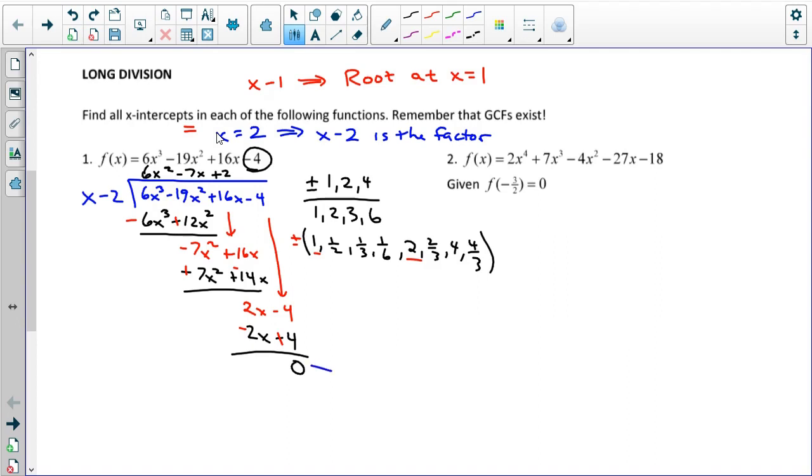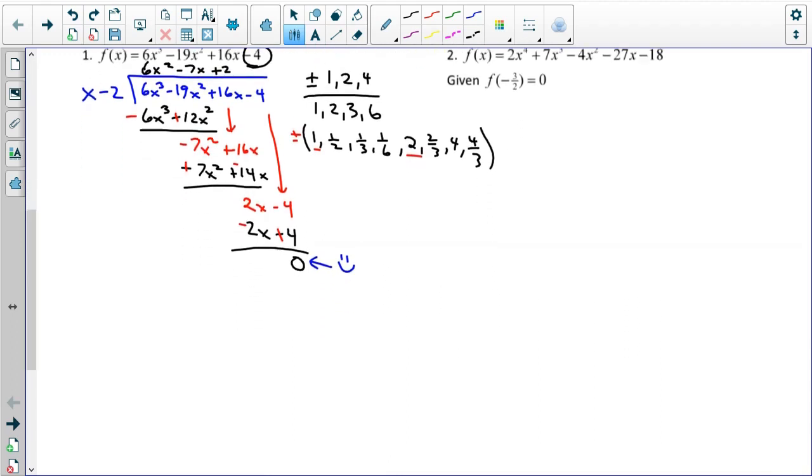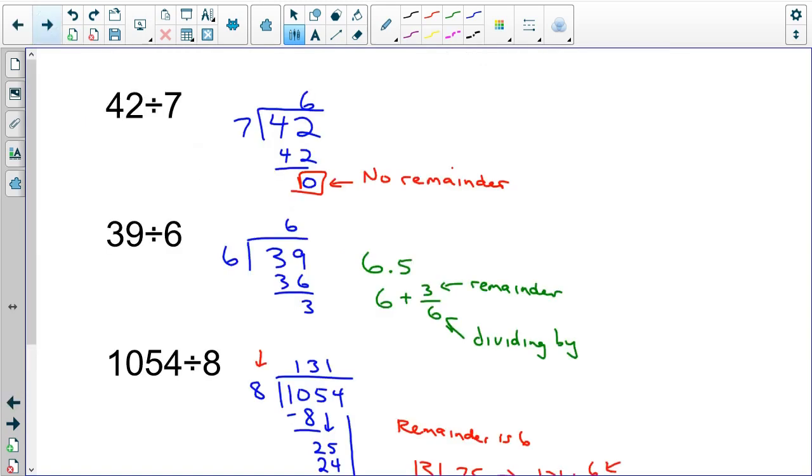Notice that 0 being a remainder is a good thing. That means that x minus 2 is a factor. So I can rewrite f of x as x minus 2 times 6x squared minus 7x plus 2. Notice I'm just taking x minus 2 times 6x squared minus 7x plus 2, which should, if I multiply them back together, give me what I started with, which is a logical extension of what I learned from division.